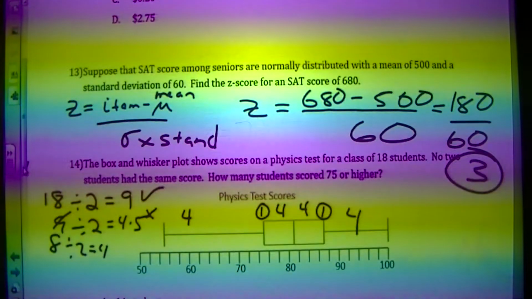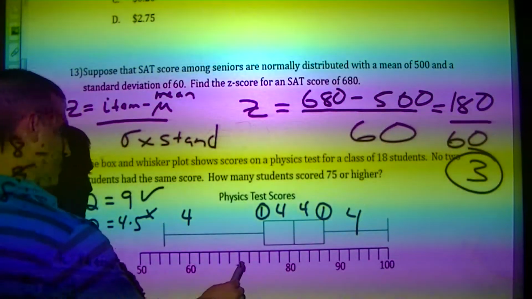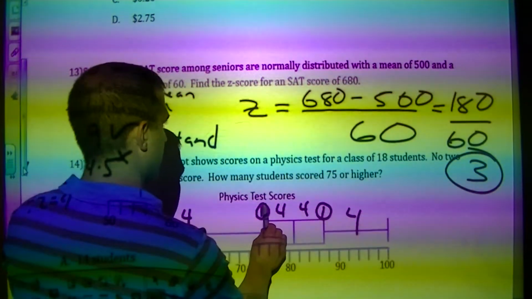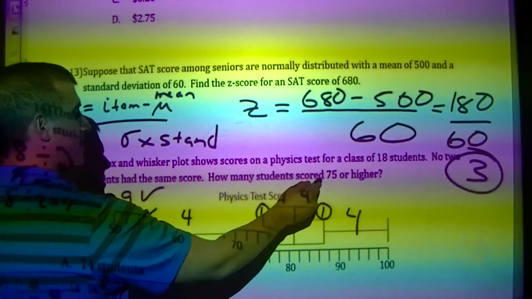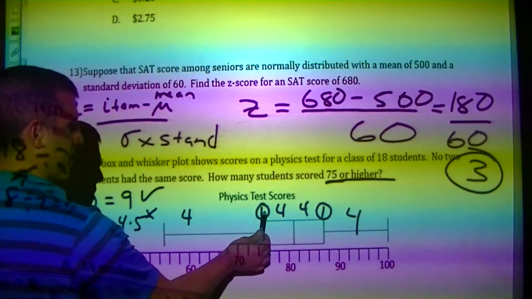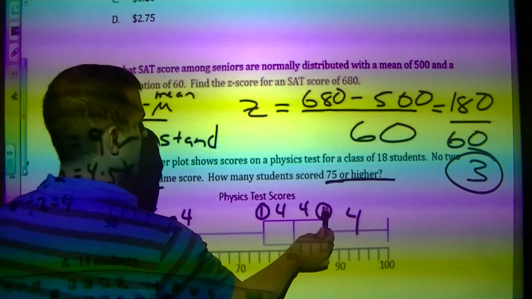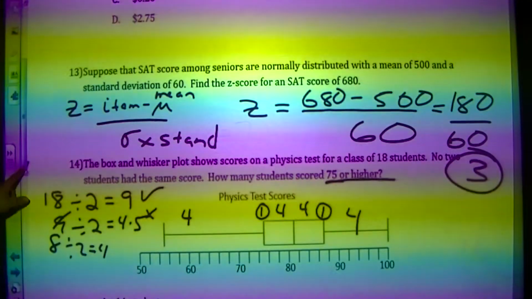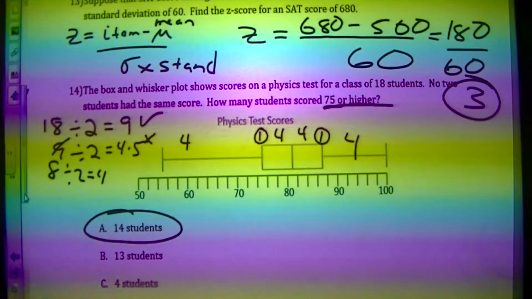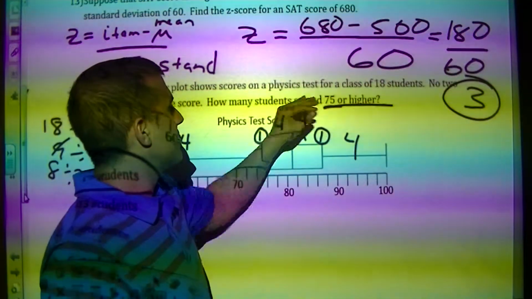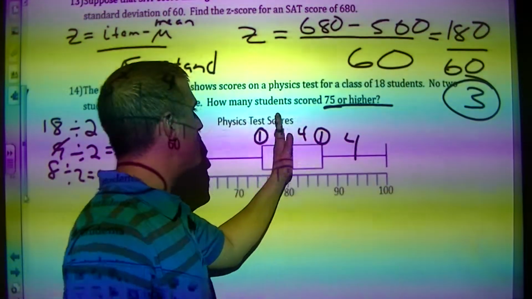It says how many students scored 75 or higher? So that's 75 or higher. Since it includes that, that's going to be 1, 5, 9, 10, 14. If it said higher than 75, it would just have been those over.